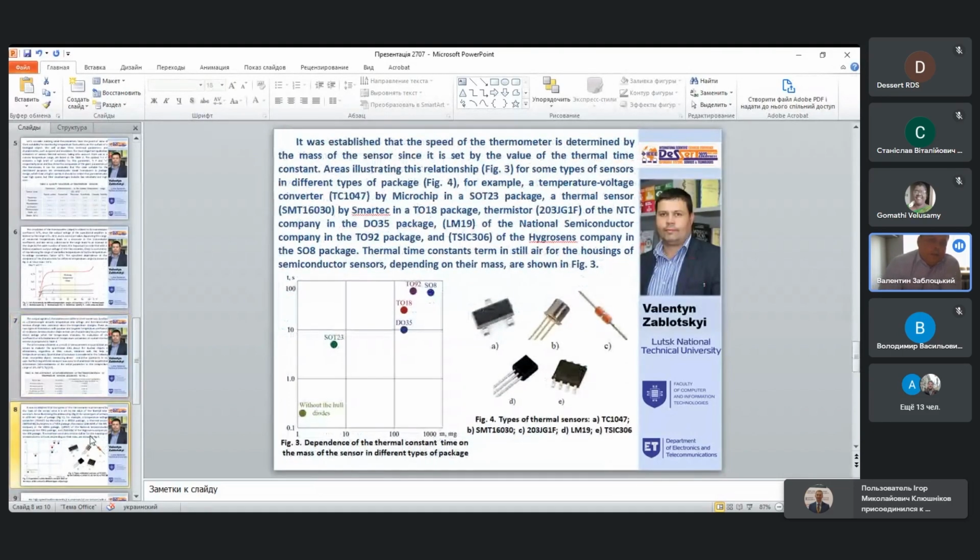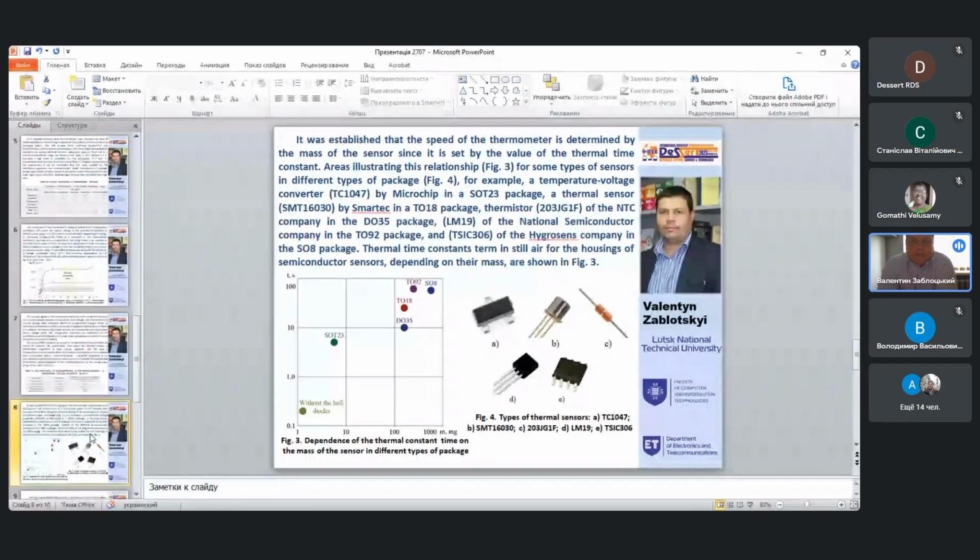Now, it was established that the speed of a thermometer is determined by the mass of the sensor, since it is determined by the value of the thermal time constant. Figure 3 illustrates this relationship for some types of sensors in different types of package.